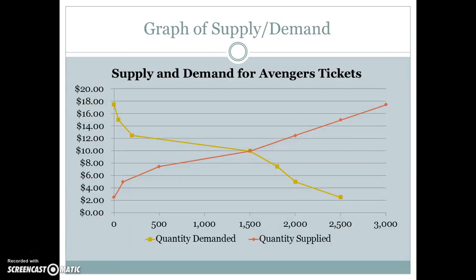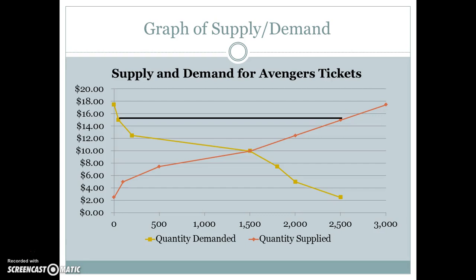Let's look at this in graph form. We can see that we just graphed in yellow the demand. So if the price is really high, $18 up there in the yellow, no one wants to buy, but as price goes down, more and more people want to buy movie tickets till we get down to $2.50. We have 2,500 people who want to buy tickets. And then if we look at the supply side, at $2.50, no one wants to supply tickets, but as the price goes up, more and more movie theaters are willing to sell tickets at that price, and we can see that they meet at $10 per ticket.